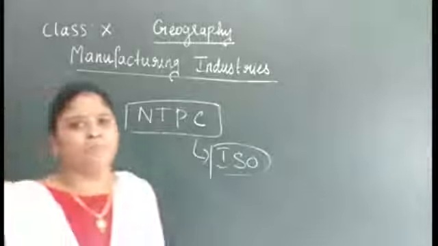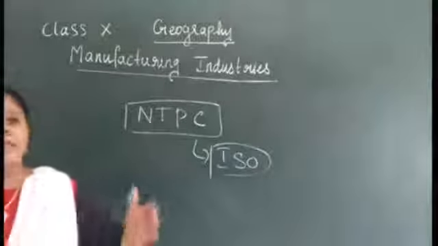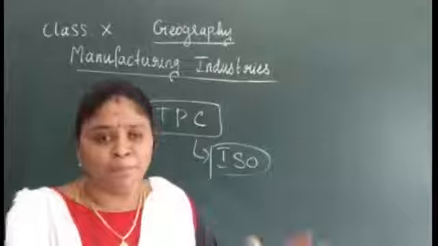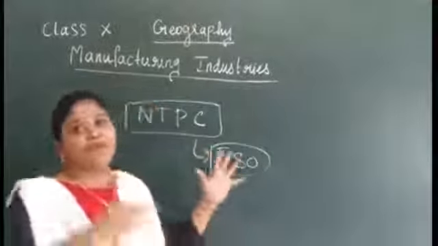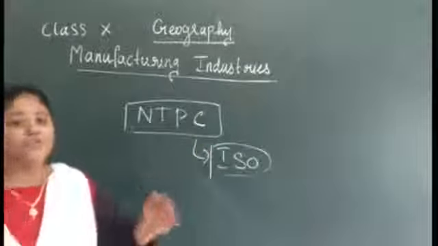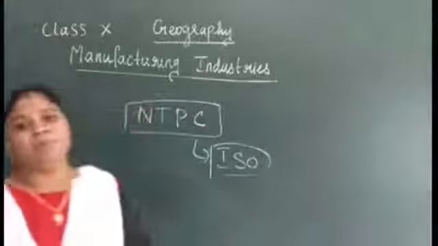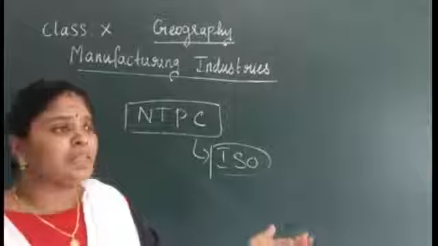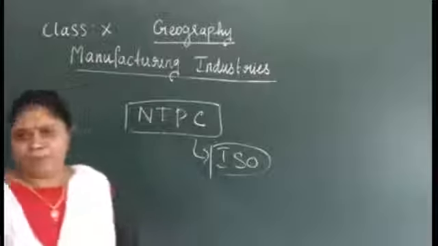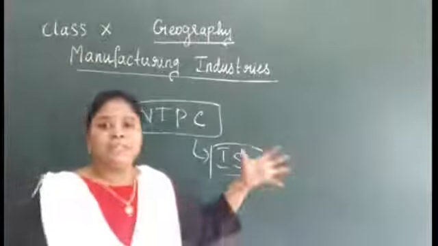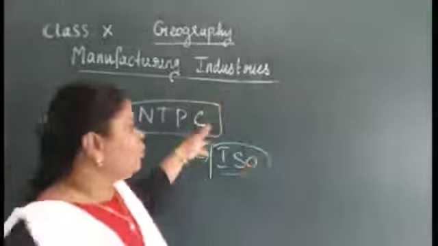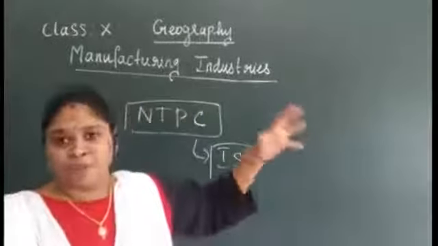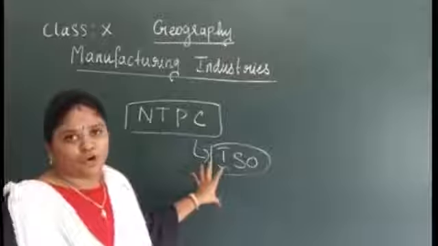What is this environmental management system? It means they are going to produce electricity using the resources available to them, and also going to maintain the environmental condition. How are they going to maintain the environmental condition? In the points I will explain how they are going to safeguard the environment.